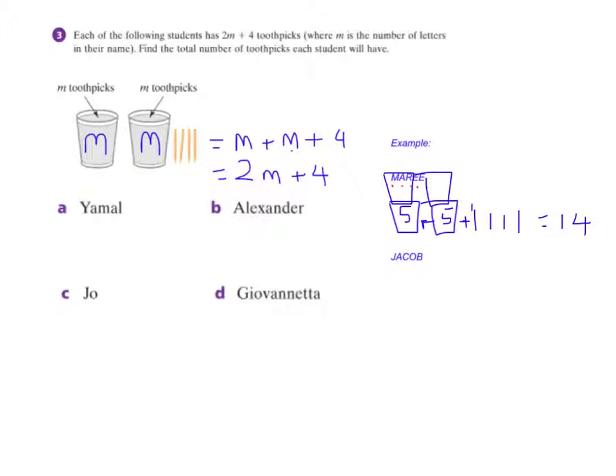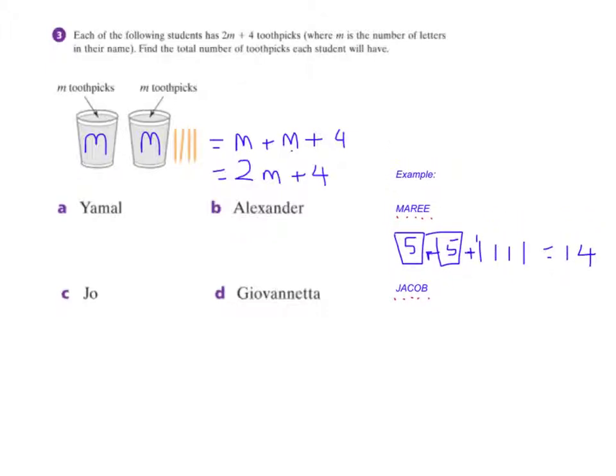If we look at Jacob, Jacob's got 1, 2, 3, 4, 5. So he's got 5, so he's going to have exactly the same as me. Sorry, technical glitch there. So Jacob's got his 5, and his 5, plus his 4, so he's going to have 14 as well. So that's our 2m plus 4. So Yamal is going to have 1, 2, 3, 4, 5, so he's going to have exactly the same as that. But we still have to draw our diagram and write it down.